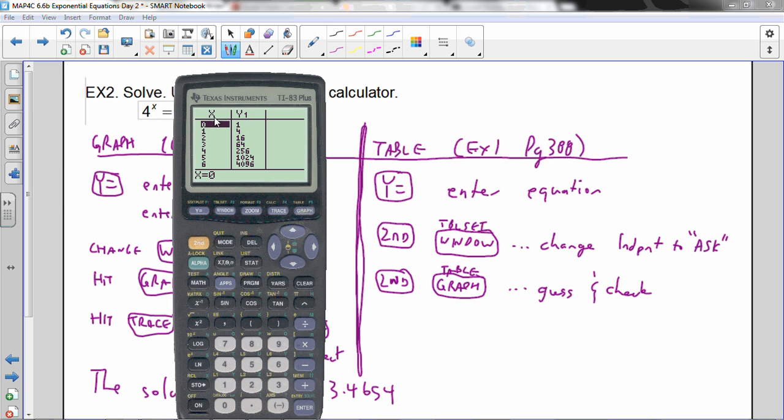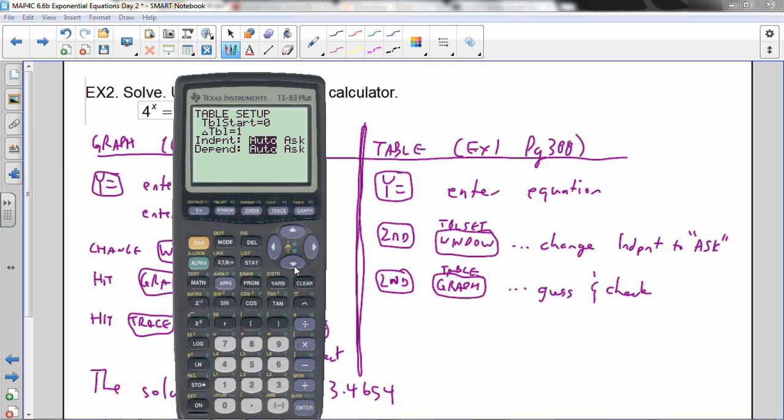There's the table. There's the inputs. There's the outputs. Now, notice we're looking for when is the output equal to 122? Well, for 3 it's 64, and for 4 it's 256, and we know it's in between there. It's no good, and I can't really zoom in there or anything like that. And that had to do with our table settings. So I'm going to go back to the table settings. Because we asked it to go up by 1, that's why it skipped all those values. So I don't like using this table here.